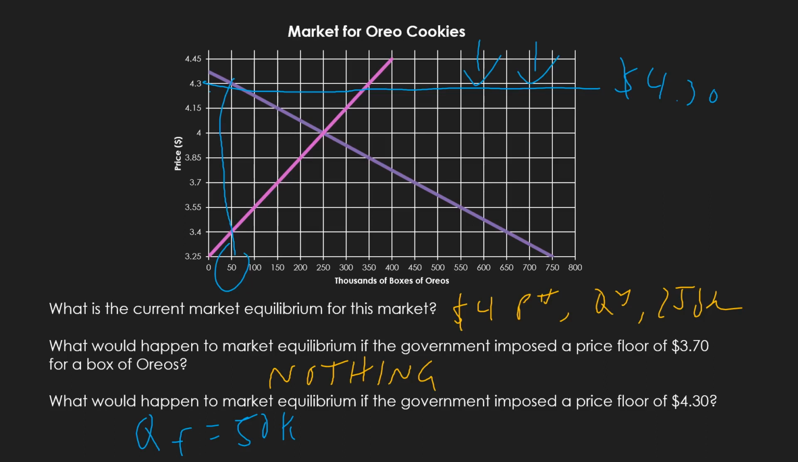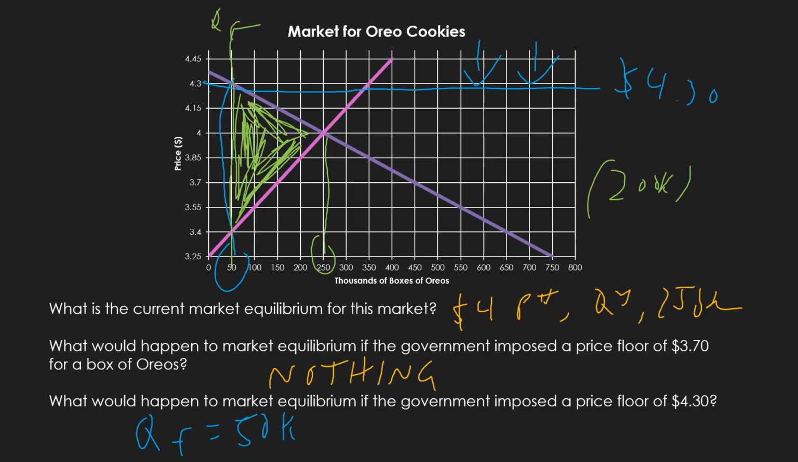Our price is $4.30 because we can't charge less than that, and we can't achieve our equilibrium. Now, if we do this, this is our QF line right here. This whole triangle here is now going to be our deadweight loss. It's a pretty big triangle. We're losing 200,000 units because we're going from Q star, which is 250K, to QF, which is 50K. So we're losing 200,000 boxes.